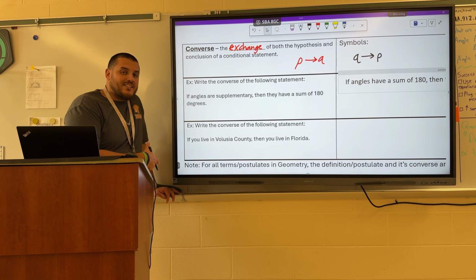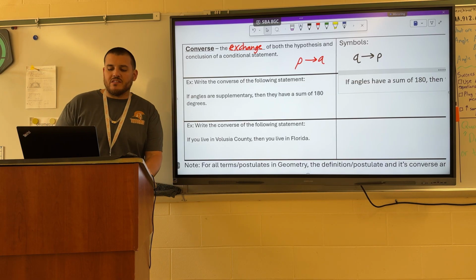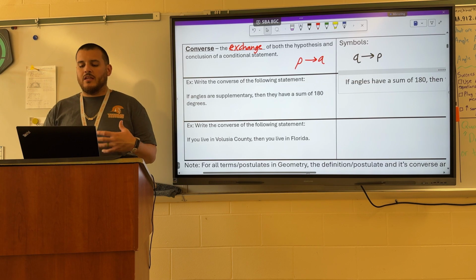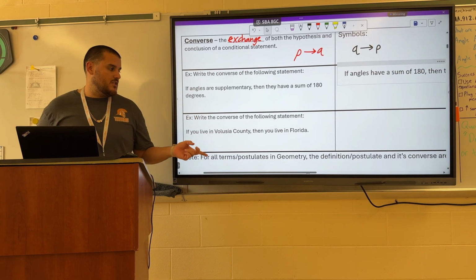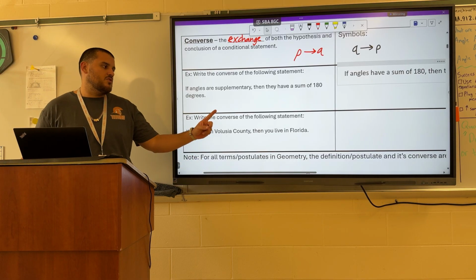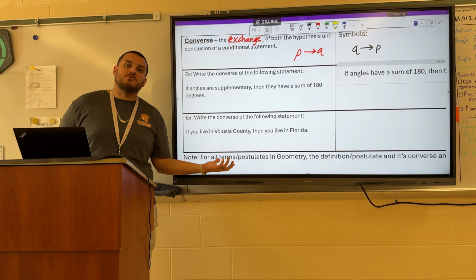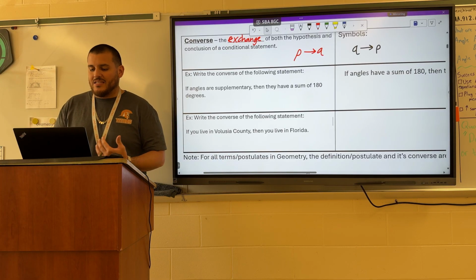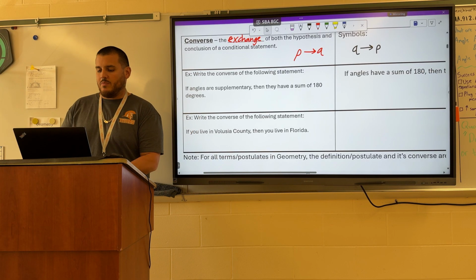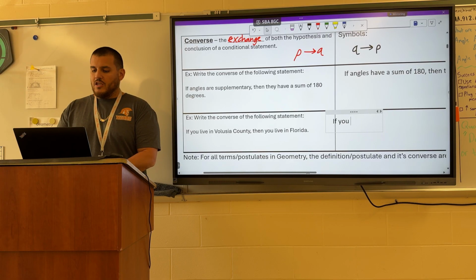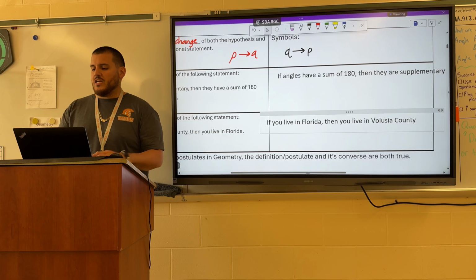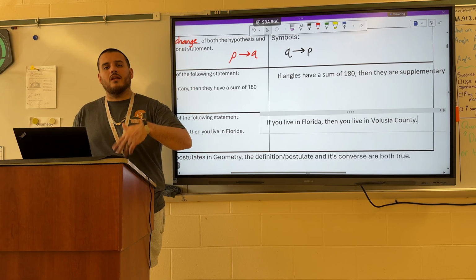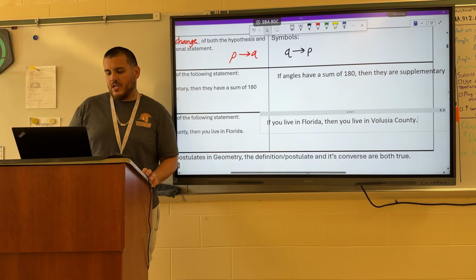And our next example is again asking us to write the converse of a statement. And we'll see here that when you write the converse of a statement, it doesn't always make sense, meaning the converse is not always true of a conditional statement. So this conditional says, if you live in Volusia County, then you live in Florida, which is absolutely true. But the converse of it is not true. So remember, converse, we're exchanging the hypothesis and conclusion. So if you live in Florida, then you live in Volusia County. Which is not true. You could live in Seminole County or Orange County or Dade County or wherever, right? You don't have to live in Volusia County to live in Florida.